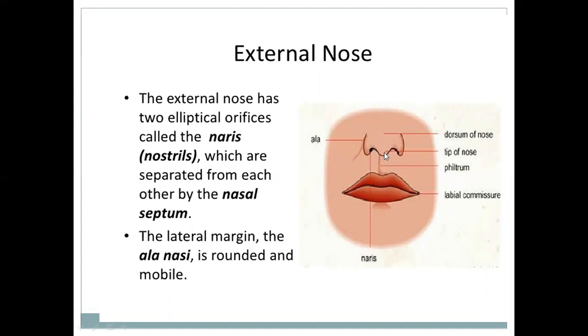So this is the nasal septum, and these are the lateral walls of the nose. These are the ala of the nose, this is the dorsum of the nose, this is the tip of the nose, and this is the philtrum of the lip. The lateral margin of the ala nasi is rounded and mobile. So these are the lateral margins of the ala, which are rounded and mobile. These are the ala of the nose. This is the columella of the nose, and these are the anterior nostrils.